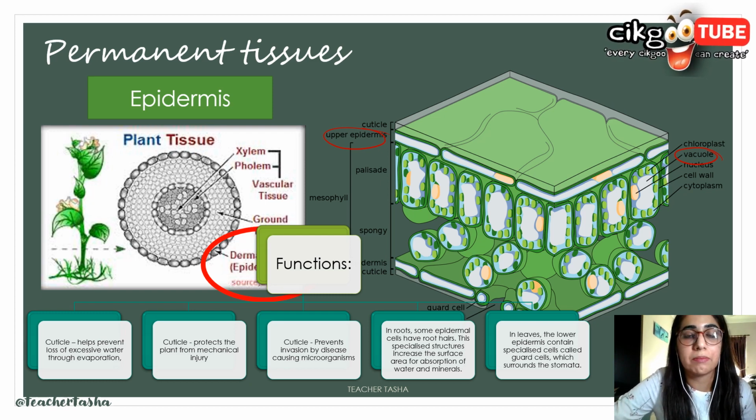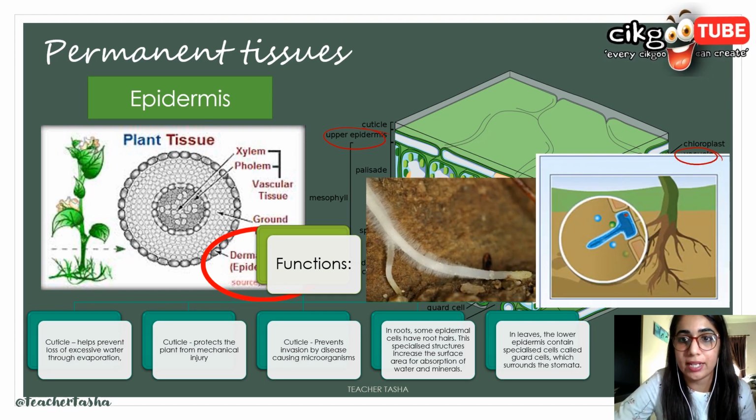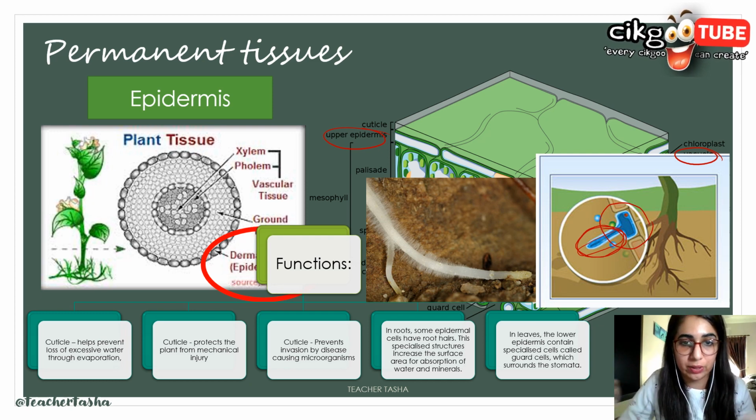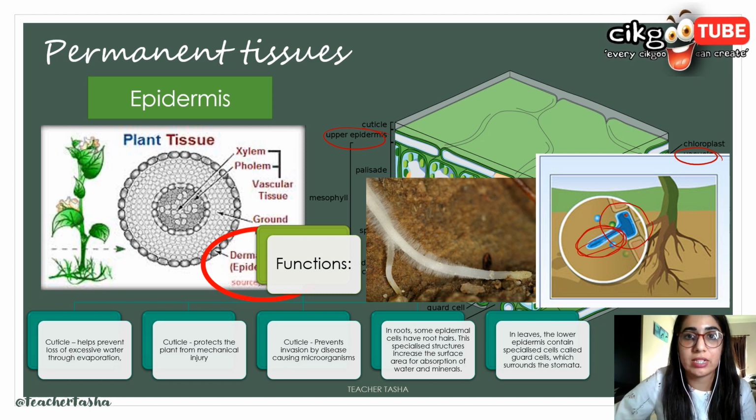In roots, some epidermal cells have long projections called root hairs. This is how root hairs look. If you look here, this is a normal plant cell in the root. It has a projection, which is called a hair. You will see in the next subtopics how they differentiate into root hair cells. The cells differentiate and become specialized. They grow into a different shape for better function. This specialized structure increases the surface area for absorption of water and minerals.